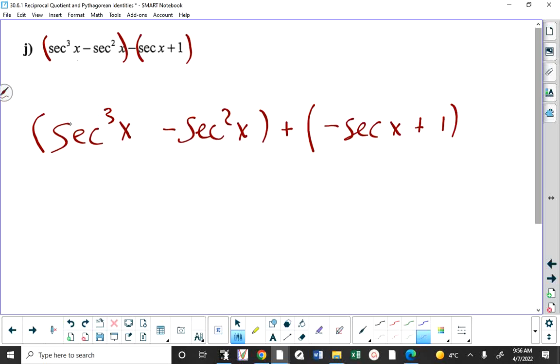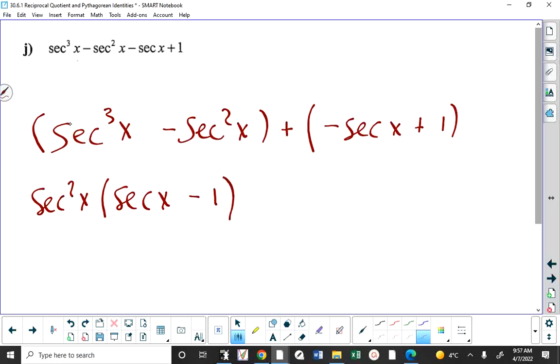Okay? And then what you do is you factor the greatest common factor out of the first pair, which would be secant squared of x. And we would have secant of x minus 1 left. And then what you're taught to do in grade 10 when you first learn this is you do the same thing with the second pair, or at whatever grade you were taught this. But I have a different take on it.